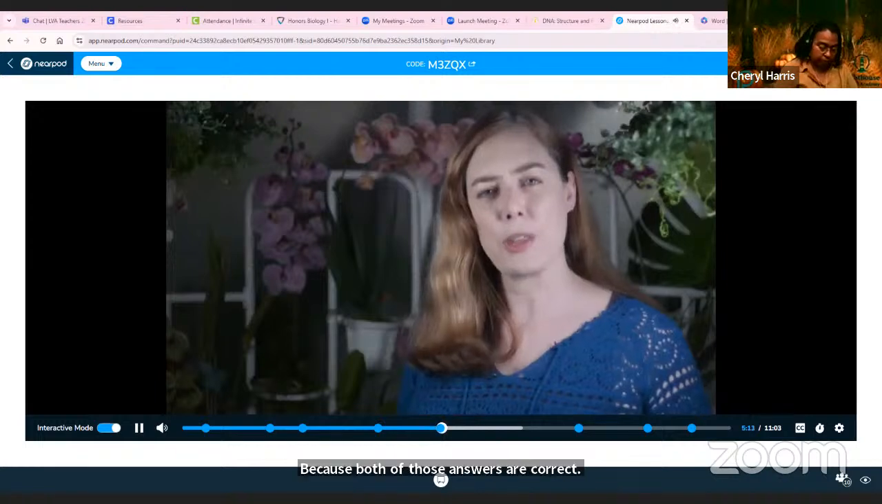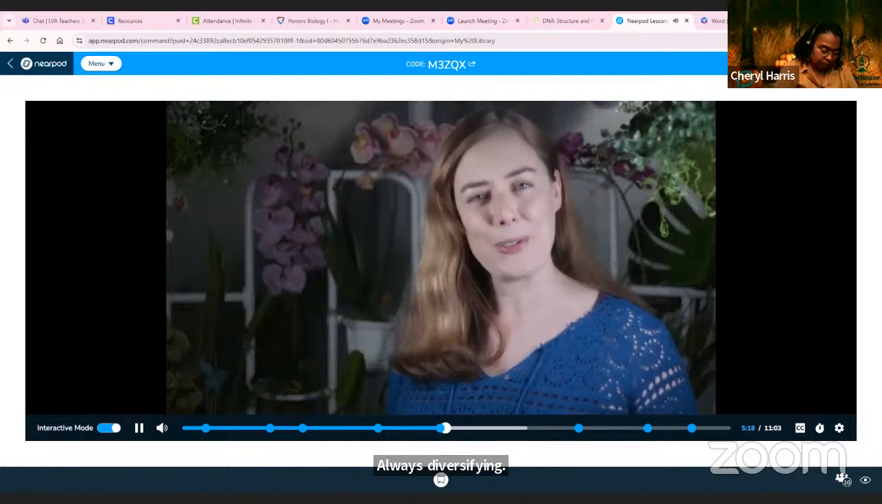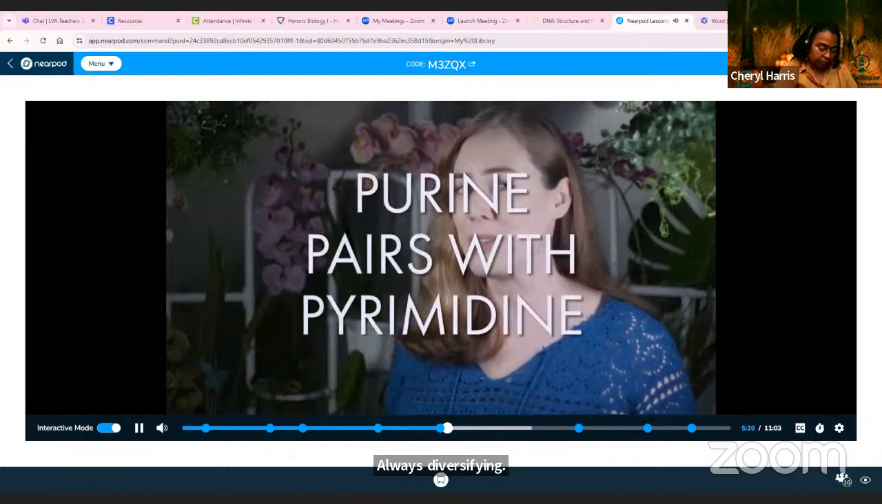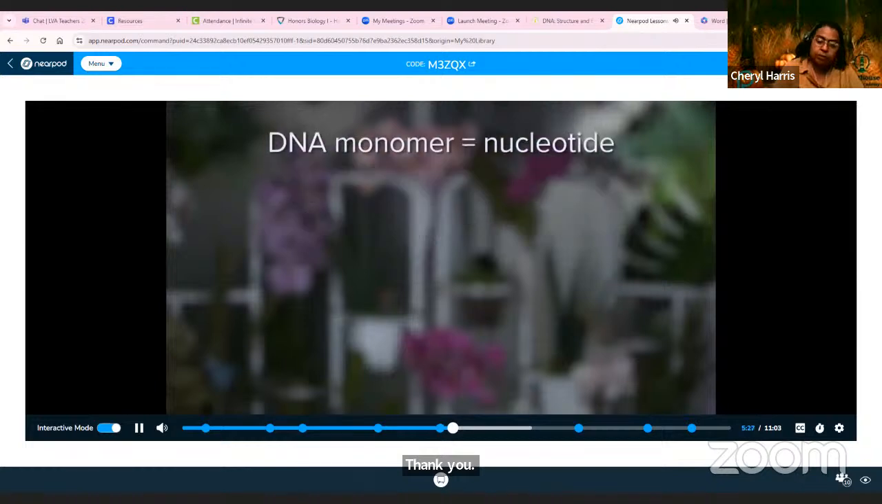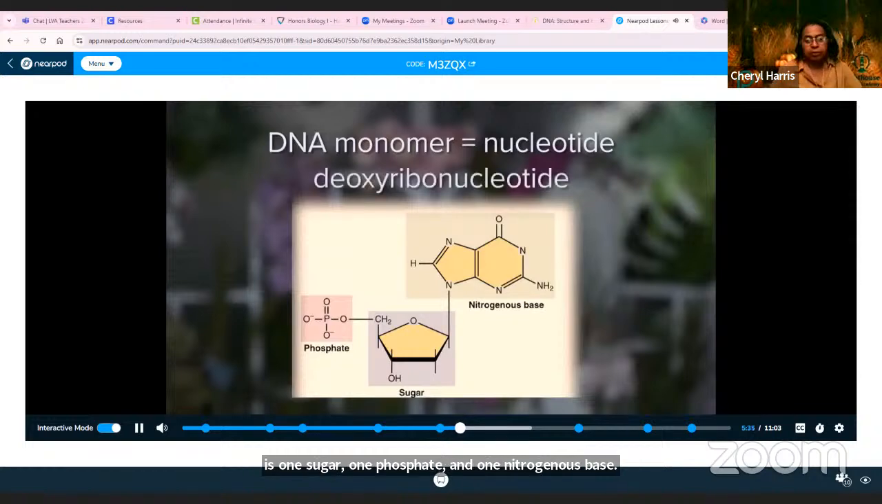Since adenine always pairs with thymine and guanine always pairs with cytosine, you can also say that a purine always pairs with a pyrimidine. 1 unit or monomer of the DNA polymer is called a nucleotide. This is 1 sugar, 1 phosphate, and 1 nitrogenous base. In the case of DNA, they're also called deoxyribonucleotides, as opposed to in RNA where they're called ribonucleotides because they contain ribose instead of deoxyribose.